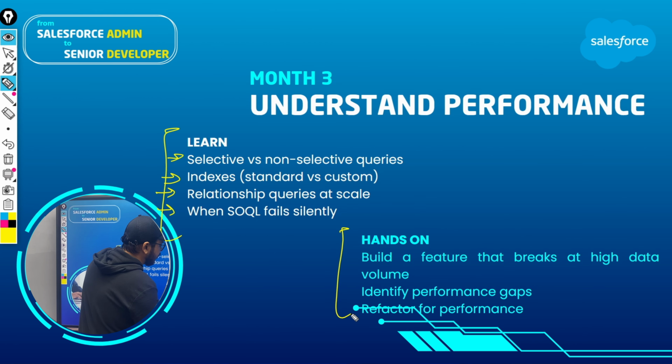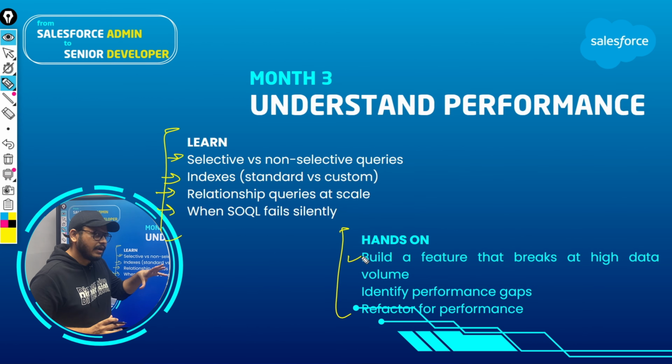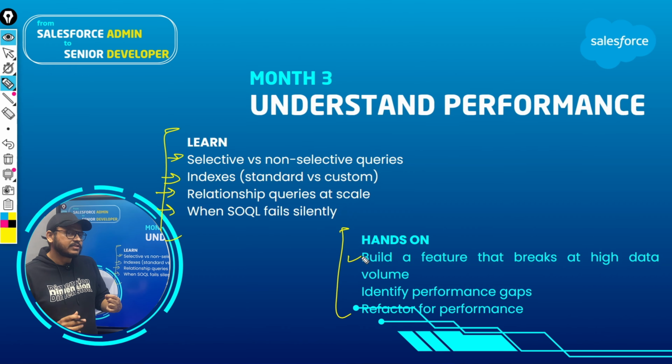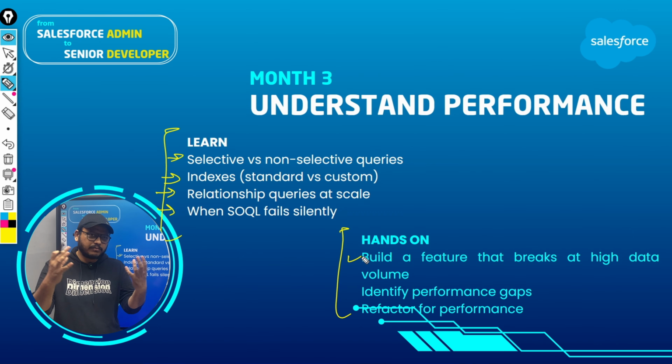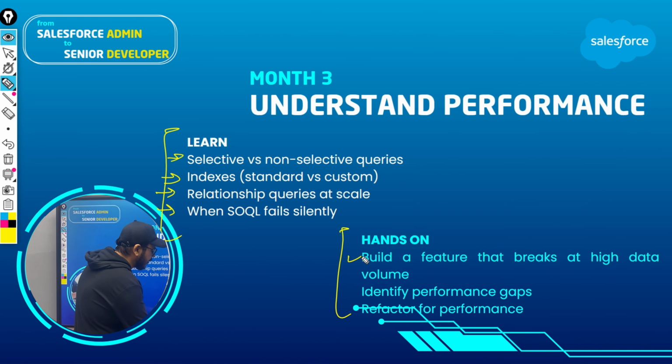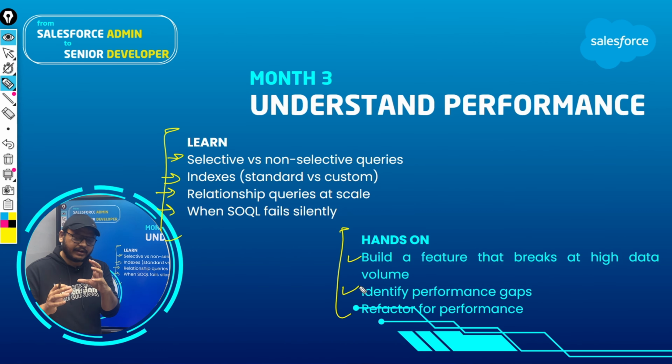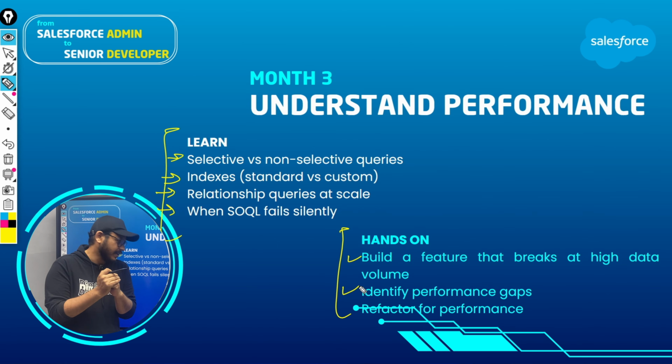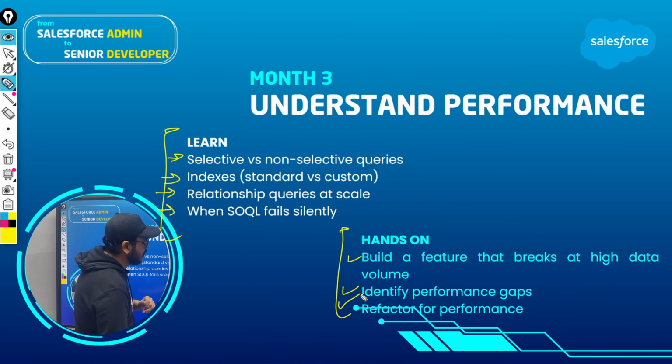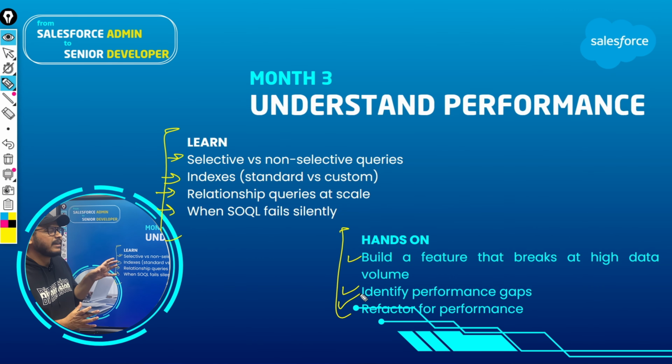As part of hands-on, you can build a feature that breaks at high data volume. So try to intentionally build, or think of, a feature which would fail at a high data volume. With a bigger data volume, it would fail. Then identify the performance gaps. Then try to understand what the issue is, why it is failing, and then refactor for performance.